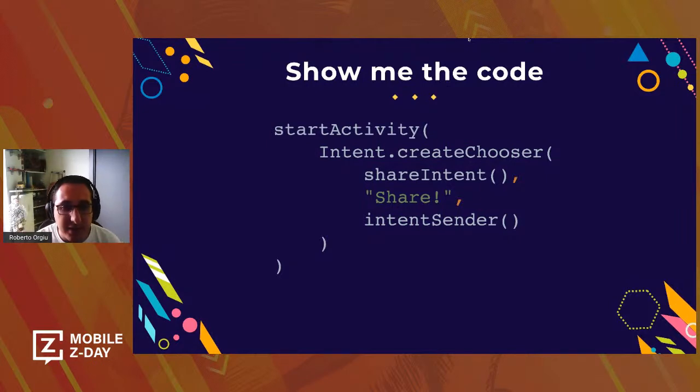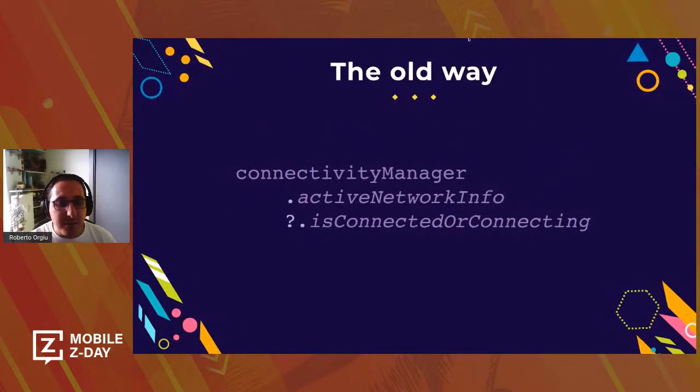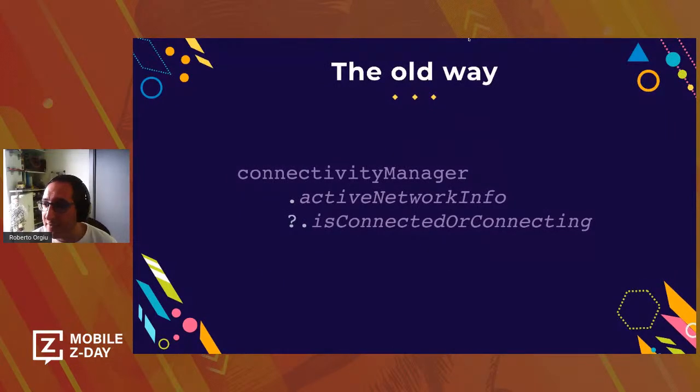Now, let's switch gears to another topic. Many of you will definitely have seen these three lines to check if we have internet or not. What we do here is check the connectivity manager for the information about the active network, and then we check if it's connected or connecting, or even just is connected.